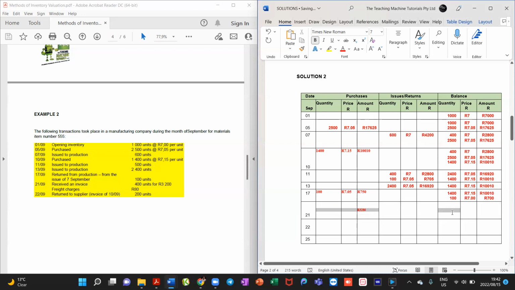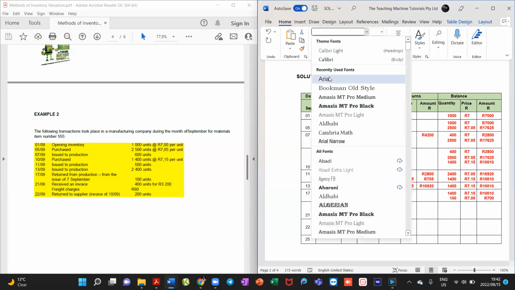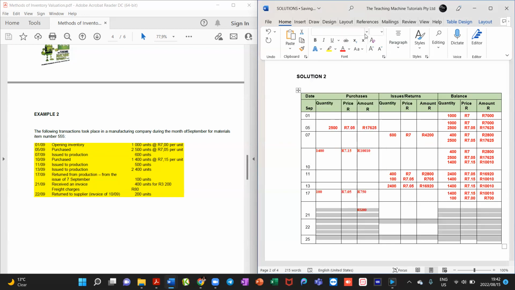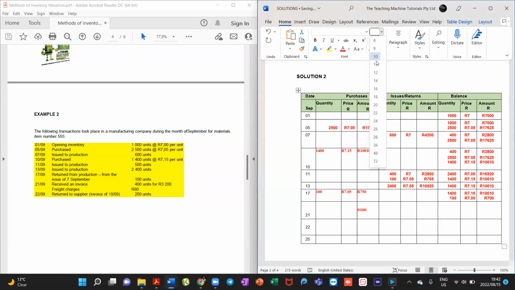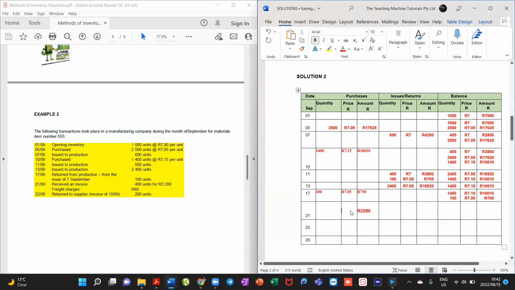My font is very bad now. Let me try and change my font. Let me use 11. No, it's too big.